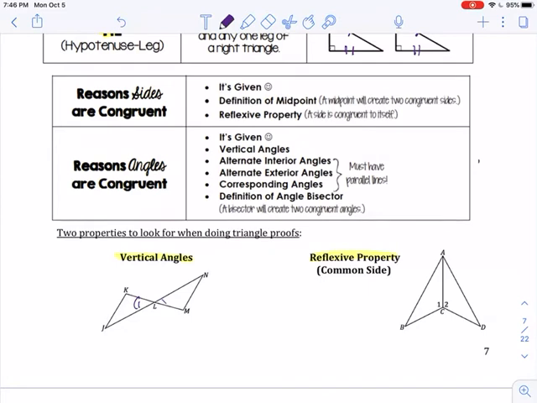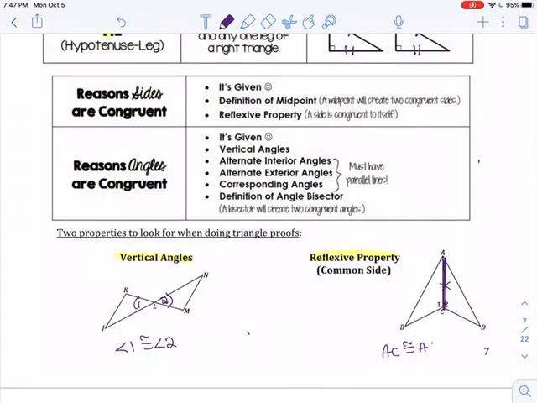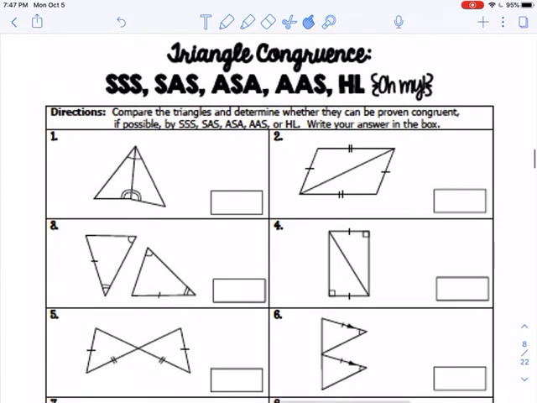Okay, so if you have 2 lines that intersect like this, these angles that are opposite each other are called vertical angles. So we talked about that already. So I would just say angle 1 is congruent to angle 2, and the reason would be that vertical angles are congruent. And if you have 2 triangles that share a side like these do, then I would just say AC is congruent to AC. They share that side. That means that side has to be the same length in both of them.